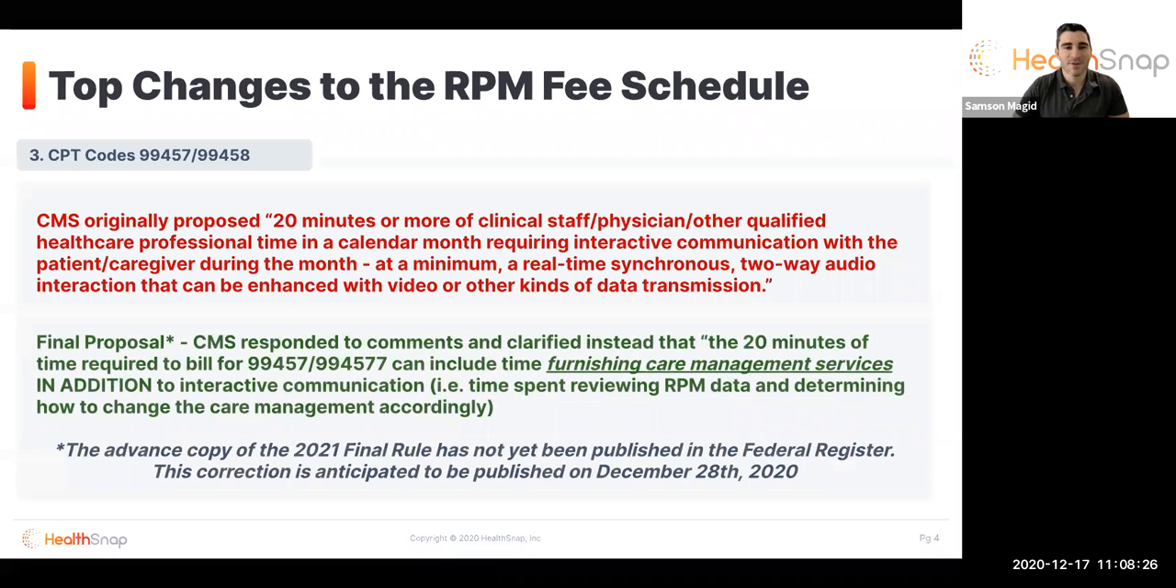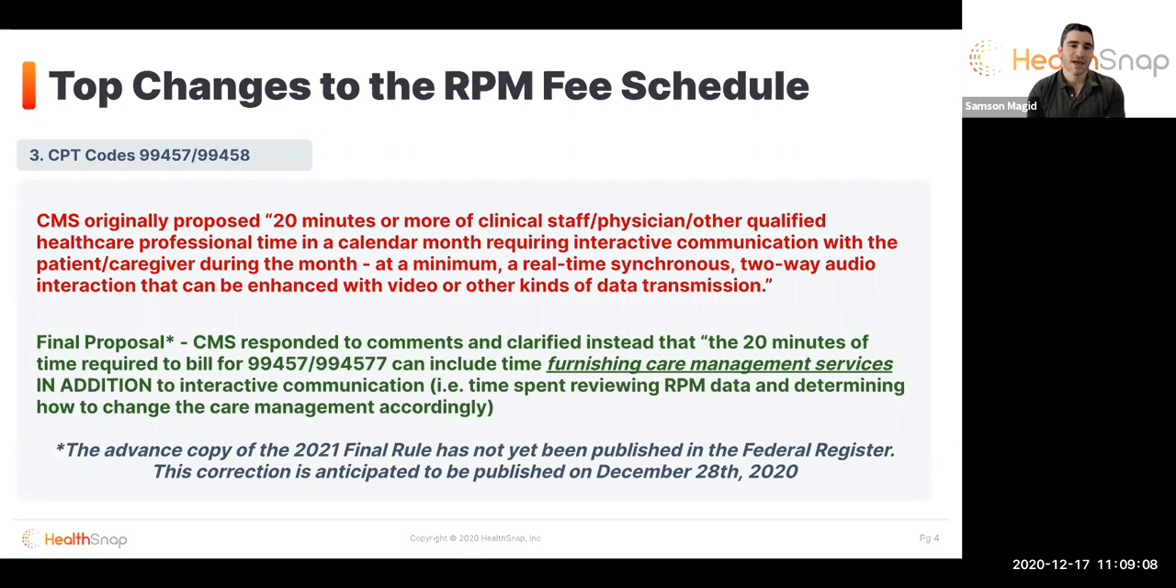Fortunately, based on commentary to CMS throughout the time period, they actually changed this. And in the final proposal, they responded to comments and clarified that the 20 minutes of time required to bill now can include time furnishing care management services in addition to interactive communication, meaning that if I'm spending time setting up the patient on the program, as the data comes through in the month and I'm reviewing that data and determining how to change the care plan accordingly, that time spent reviewing the data also includes the time that you can use for 457 and 458. So that was a major change to the final ruling.